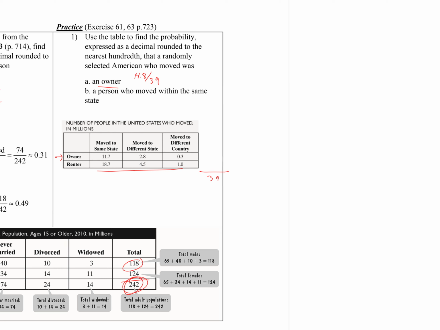So see, the person for B, the person who moved within the same state. So again, we look at this, moved within the same state is this group, moved out of state, we don't care about them. We do know that the grand total is 39, so we're going to say out of 39. And let's see, 11.7 plus 18.7. It gave me 30.4. So there you go. I know it's not a decimal, I'm supposed to turn it to a decimal, but that'd be my probability, my empirical probability based on the table given. So that's how you do it. Let's see what else we got.